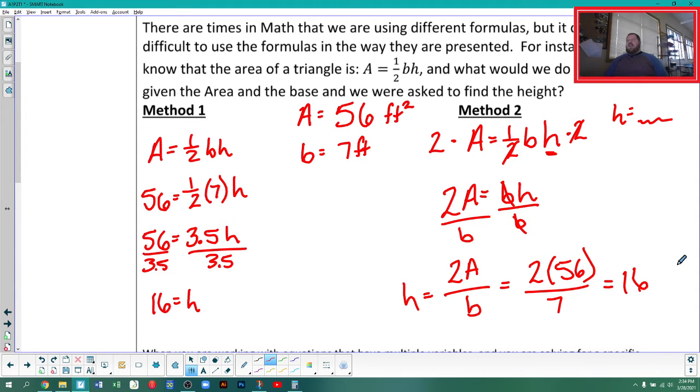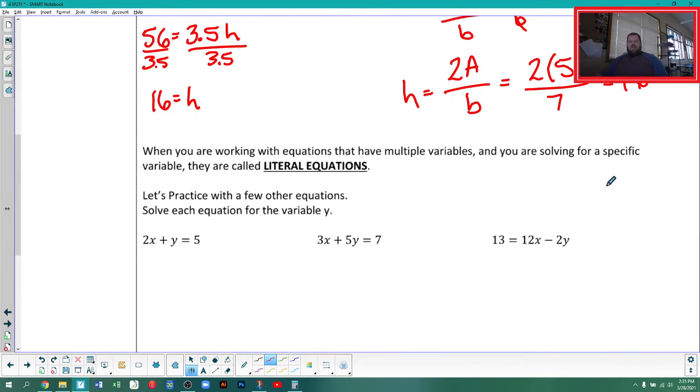I can do all those different things, and we usually just do it in very isolated incidences. In science, they want to repeat experiments so many times that it might be useful to have this equation written in a different way and find the same missing piece over and over again. That's where literal equations come into play most often, in things like science. So when we're working with equations that have multiple variables and we solve for a specific variable, we call that dealing with literal equations.